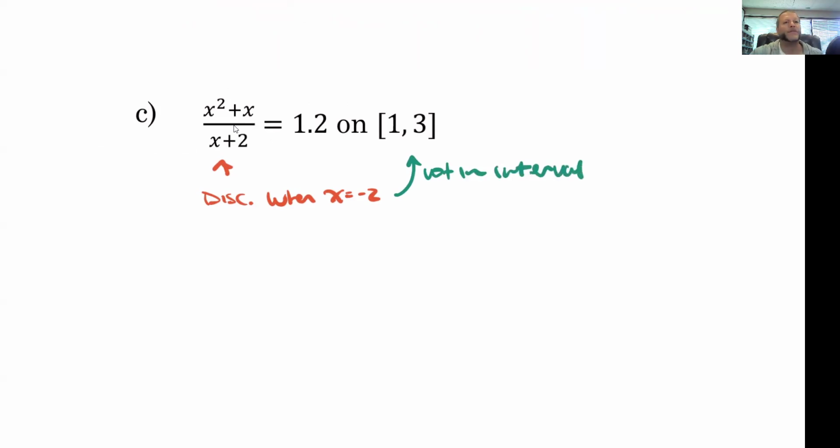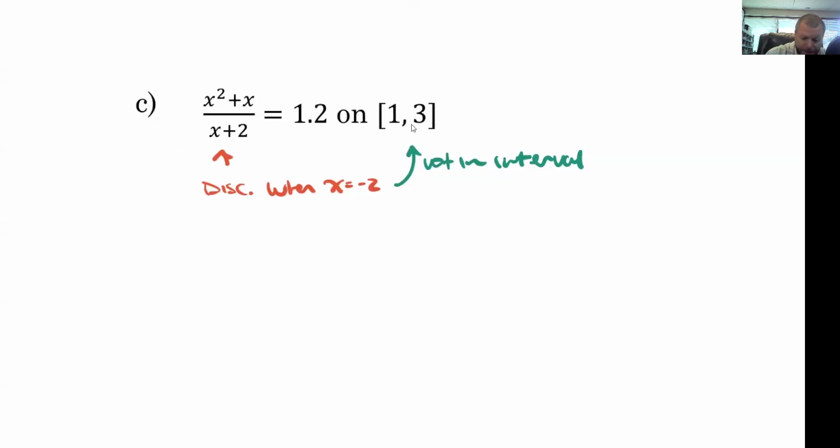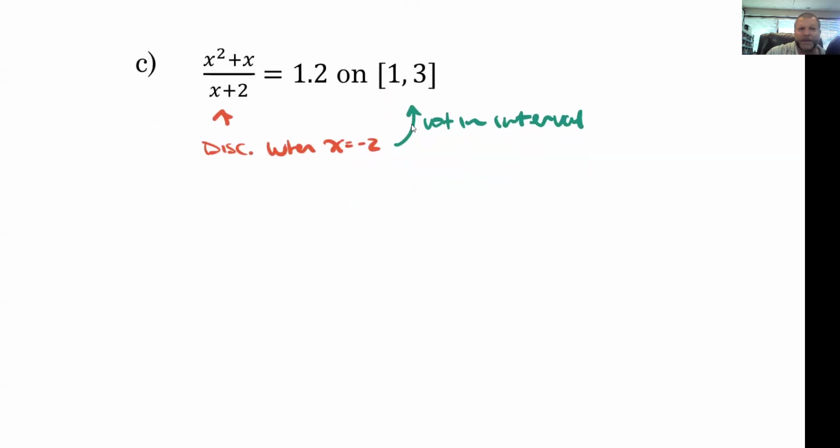So it means that we don't have to worry about this discontinuity. We only need the function to be continuous on the closed interval that we're on, so in this case, 1 to 3. All right, so then we would say in the write-up that f of x is continuous on 1 to 3.